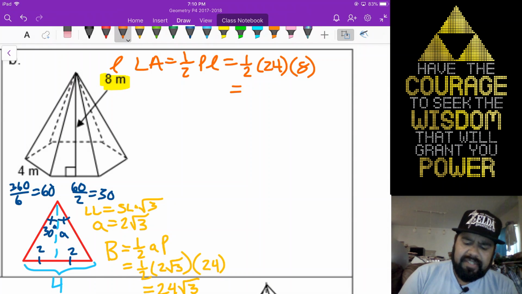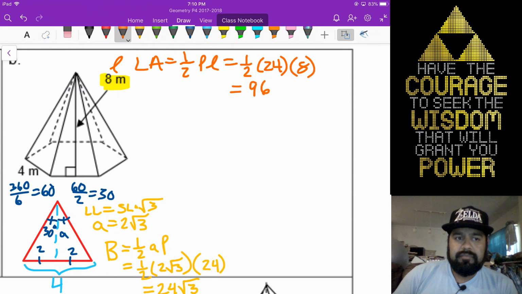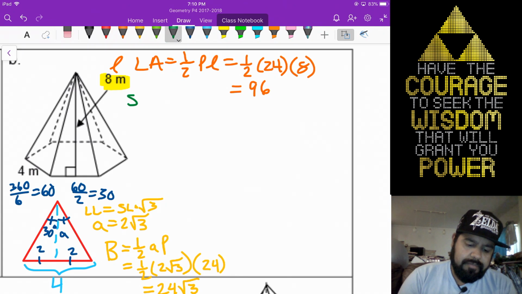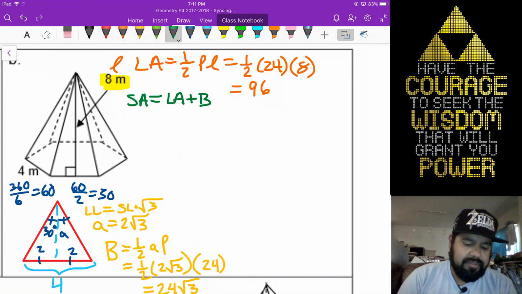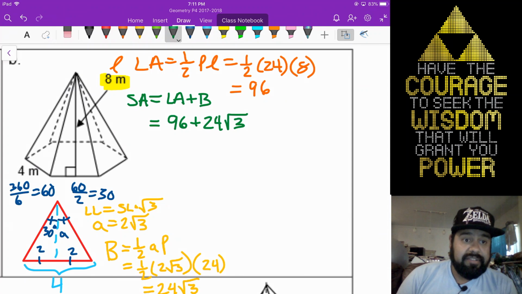So that should give us a 96. If I take half of 24, that gives me 12. 12 times 8, 96. Going into surface area. Surface area is going to be the lateral area plus one of our bases. We already did the work for the base, so this is just going to be 96 plus 24 rad 3. And literally that would be your answer.